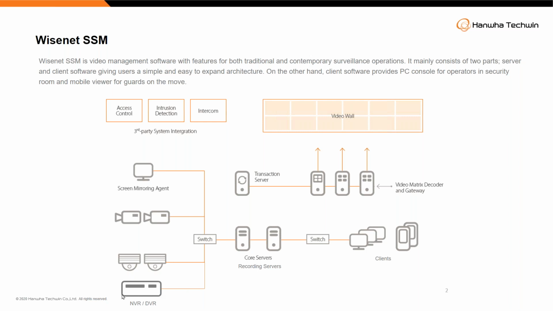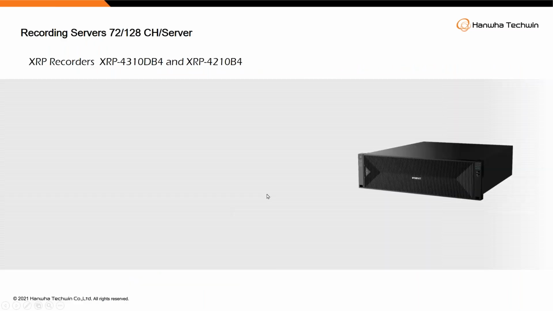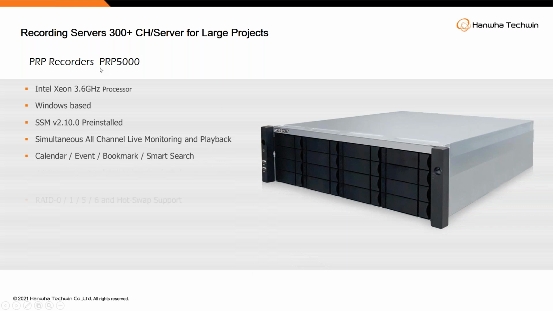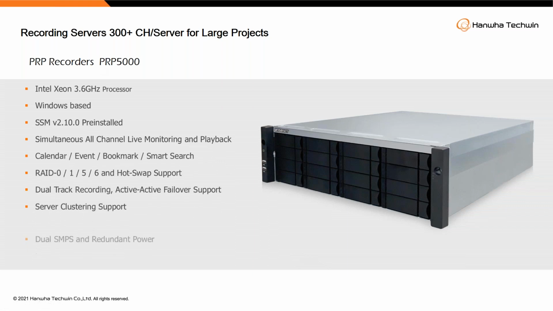Now, when you use NVR or DVR, you're already buying the recording unit from Hanwha, so there's no need to pay any license to use our VMS. Also, if you're buying our cameras and our recording server, which are the XRP, PRP models, the XRP is 128 channel, and the PRP are new models with again 128 or 300 channels. Again, it is pre-licensed, you don't need to pay for a license.